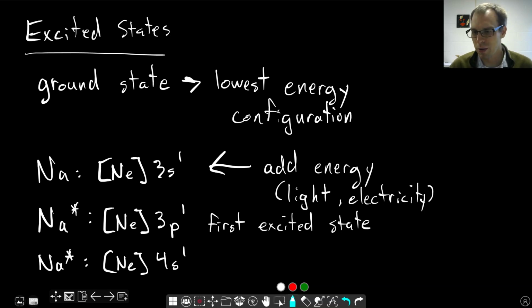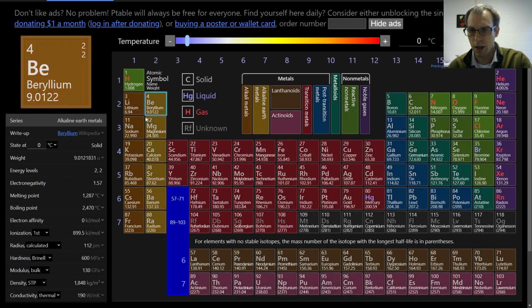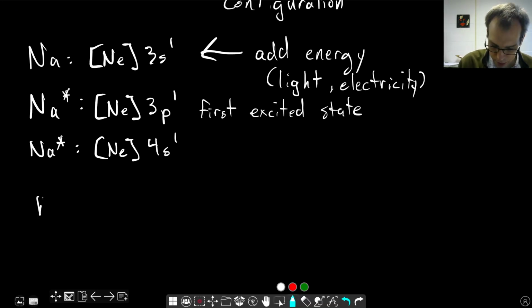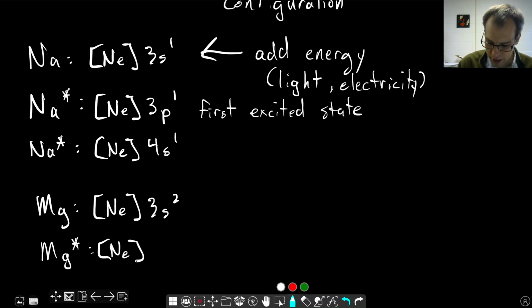We were looking here just at one electron, but maybe you have something like, if we go to the next element over, magnesium. If we think about magnesium, it's also going to have a neon core, and now it has 2 electrons in the 3s orbital. And what an excited state for magnesium would probably look like is, one of those electrons would stay behind in the 3s orbital, and one would maybe go up to the 3p orbital. This is an example of what the first excited state for magnesium might look like.